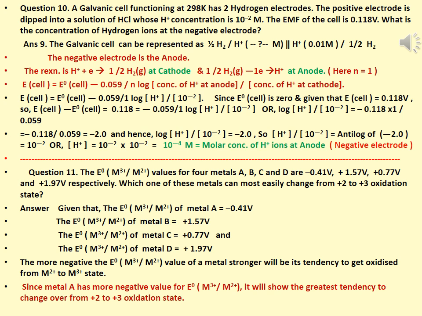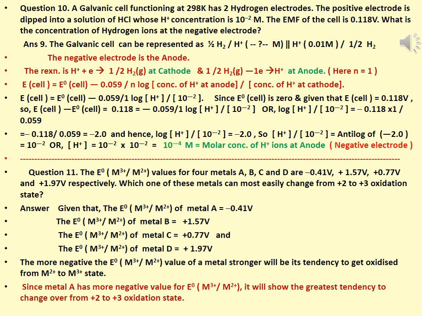H plus ions take up electrons and get reduced to H2 gas. At the anode, oxidation: half H2 gas minus 1 electron gives H plus. Why did I give this electrochemical reaction? Just because we need to know the value of n. Here, if you look at the overall cell reaction, n is equal to 1. One electron is involved in the redox reaction.